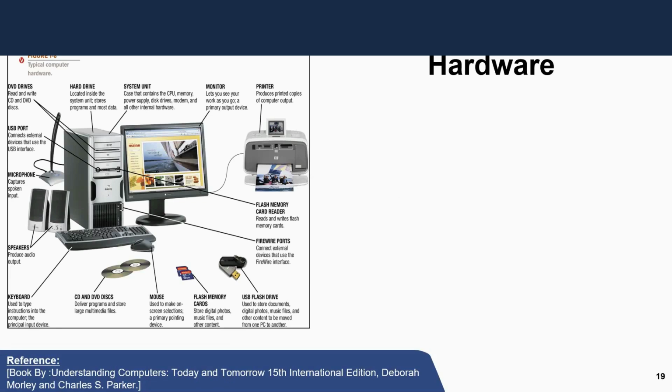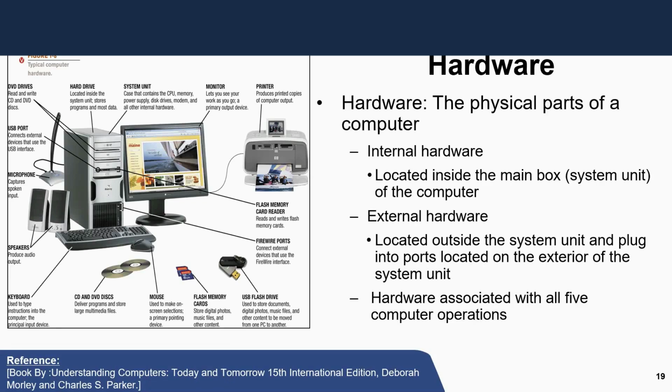In this unit, we will look at the different types of hardware and software available to us. So, what is hardware? If we look at a desktop computer, computer hardware is categorized into two categories. One is internal, the second is external.